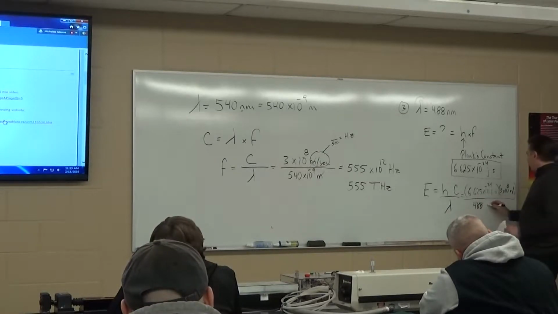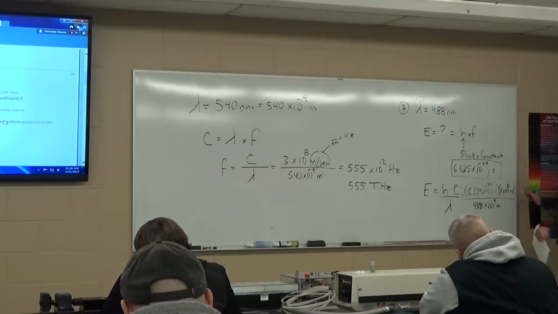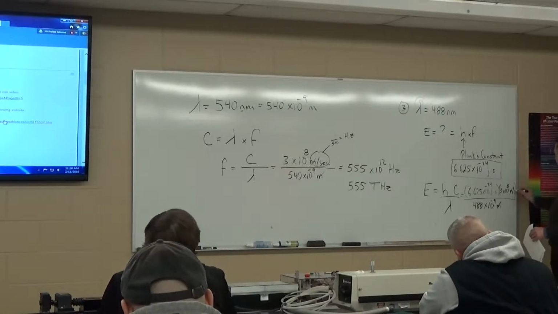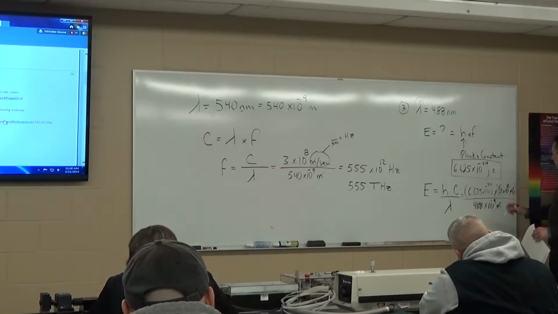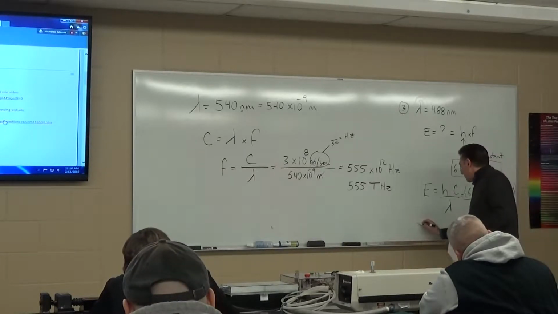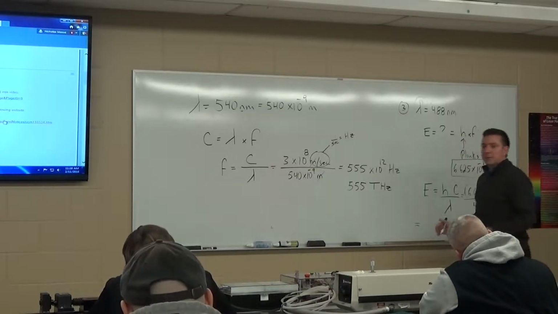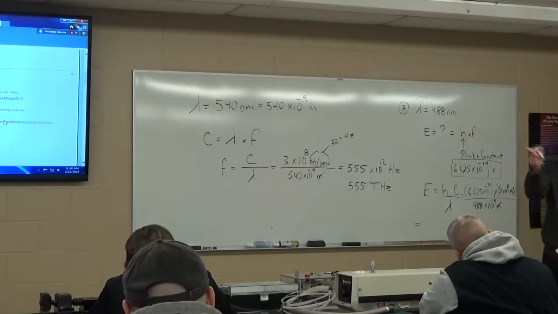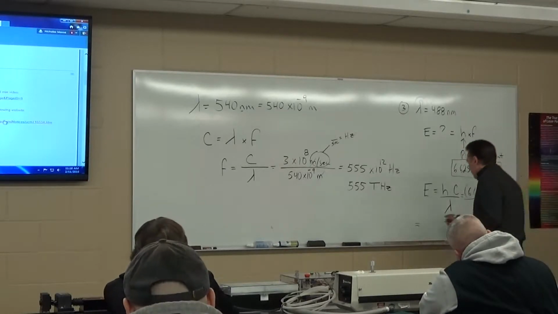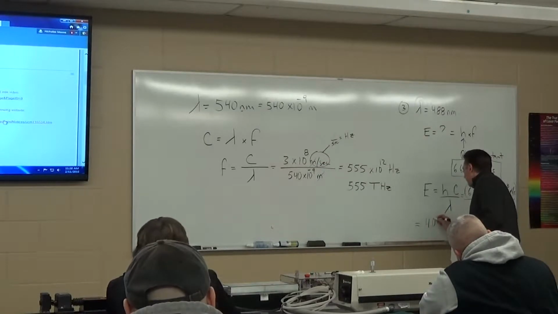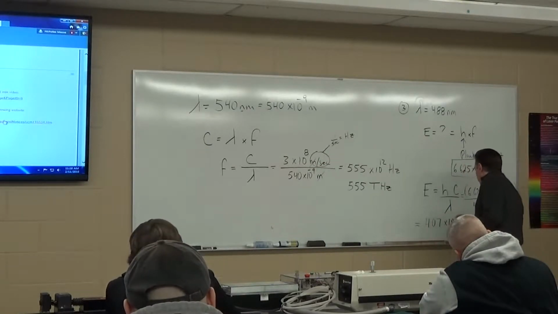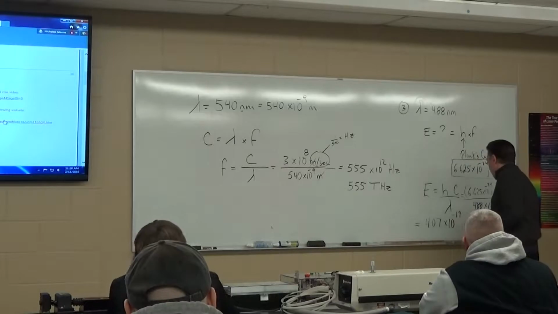Okay, nanometers means times 10 to the minus 9 meters. Let's collect our units. Meters cancels out, meters cancels out. Seconds over here cancels out with seconds over here, and all we have left is joules. So if we crank out the number, does anybody have that? 4.07 times 10 to the negative 19. That's what I got. 4.07 times 10 to the minus 19 joules.